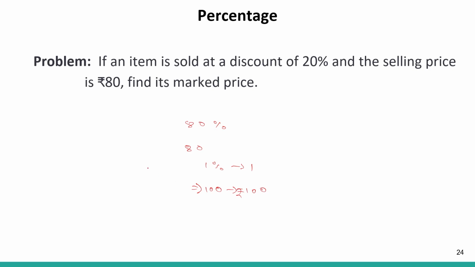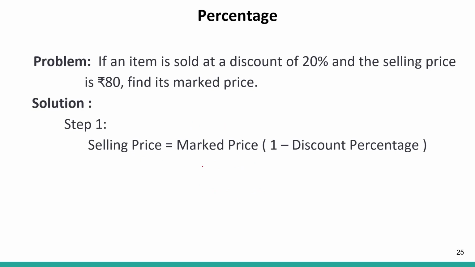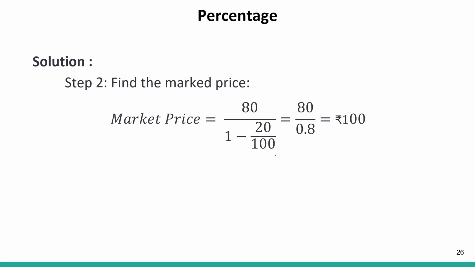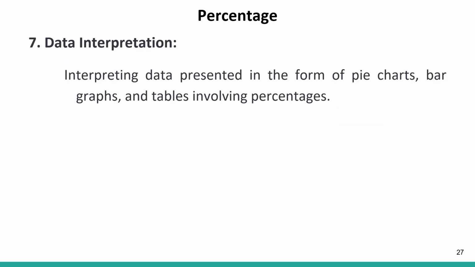Okay. So let's see by general method. So selling price is equal to mark price whole into 1 minus discount percentage. So what is it? So market price is equal to 80 by 1 minus 20 by 100, that is equal to 80 by 0.8, which is actually equal to 100. Okay, so this is the final answer. Final answer.